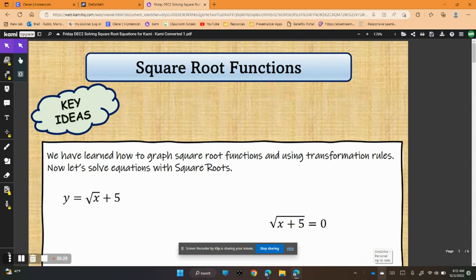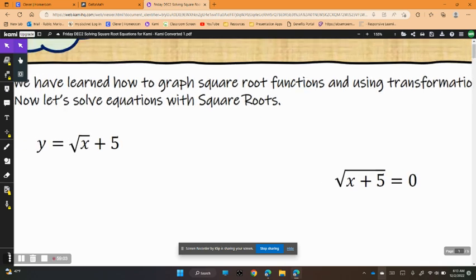Okay. Today we're going to be looking at how to solve square root equations. So we've already learned how to graph square root functions. We use the transformation rules and the shifts left and right, up and down, and using the a value to figure out our points and where to graph. Today we're going to solve equations with square roots. So let's take a look at this first example.